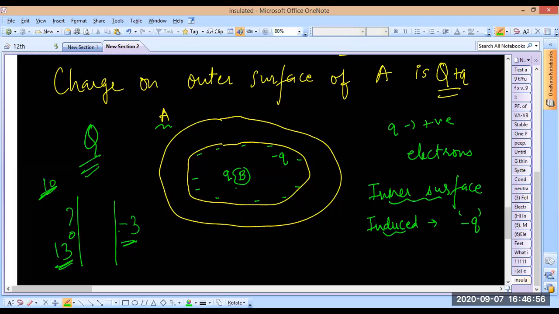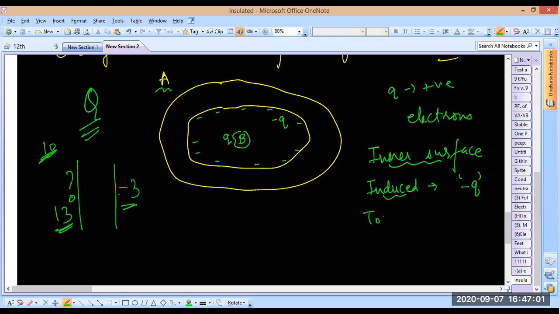Did you understand this? Because the total charge on A is capital Q, the remaining charge is on the outer surface. So what's the charge on the outer surface? That will be Q plus q.